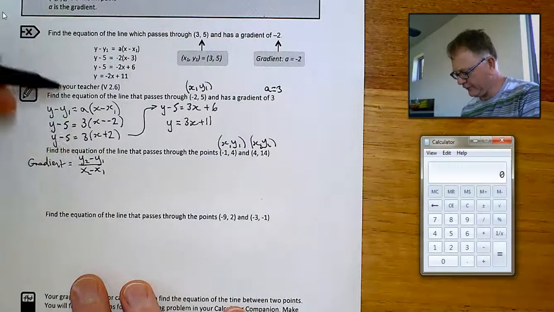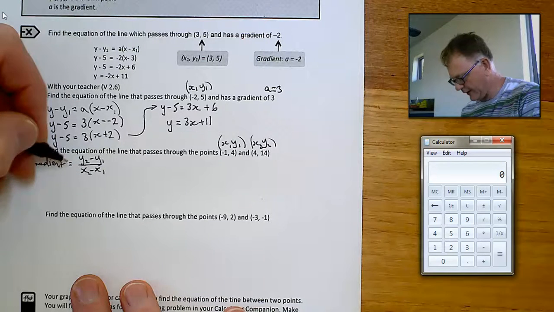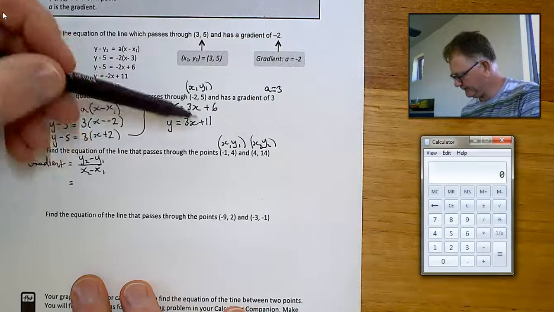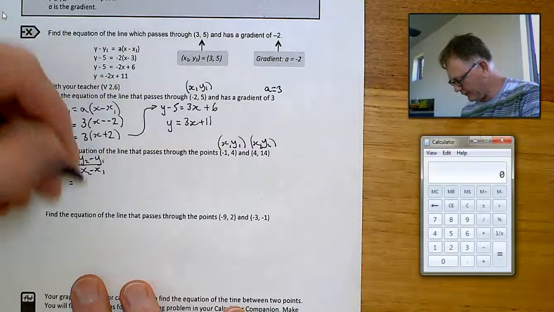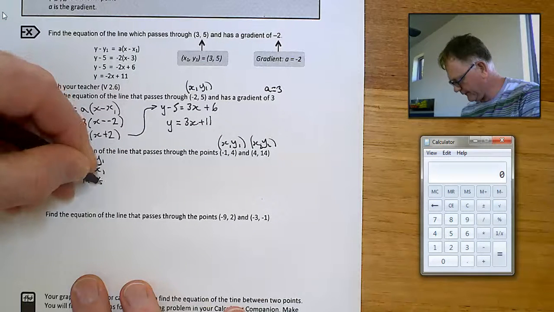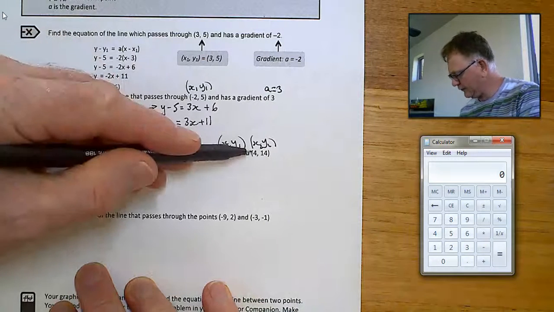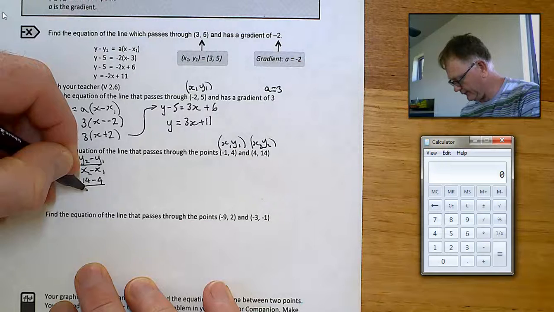So all you have to do is put that information into here to work out the gradient. So the gradient equals y2 minus y1, 14 minus 4, divide by x2 minus x1, 4 minus minus 1.